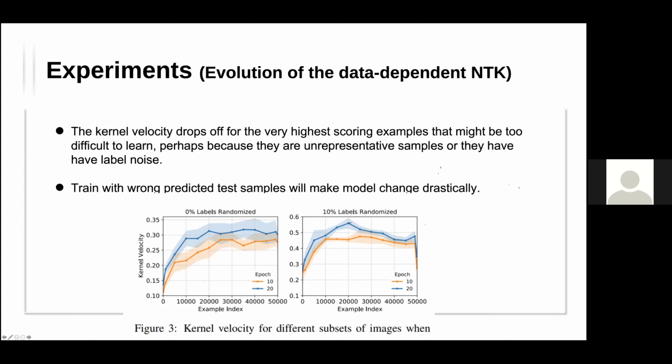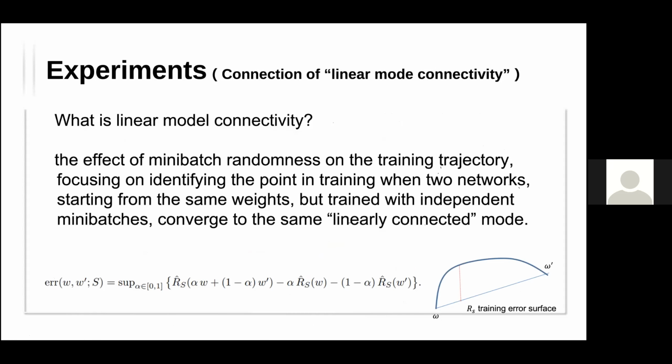And the next experiment is about the importance. This is still NTK. Let's keep going on. It is the connection of linear mode connectivity to their importance score. So the first question is, what is linear mode connectivity? From another paper, they found the effect of mini-batch randomness on the training trajectory: suppose we start from the same weight W, and then train using different independent mini-batches, and finally the weights will be linearly connected modes.